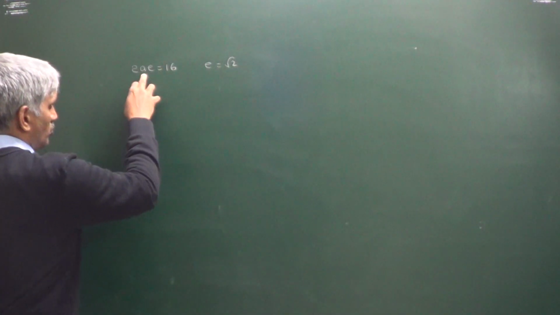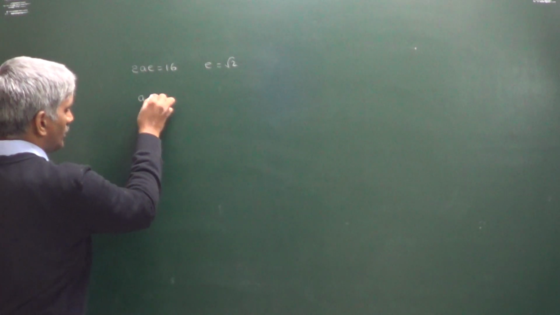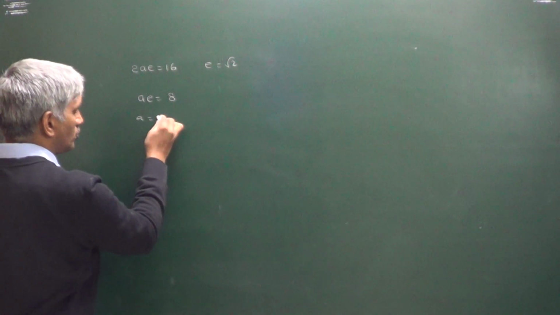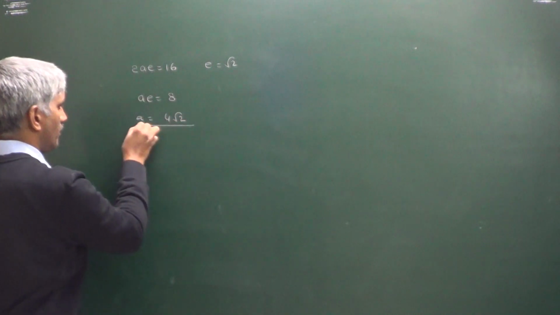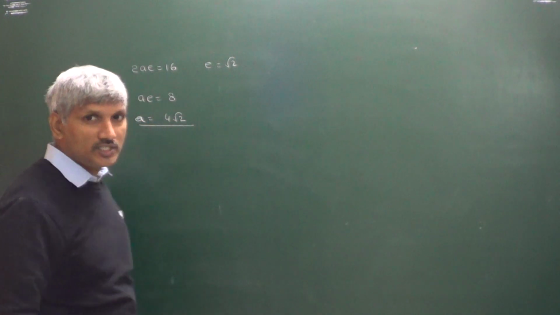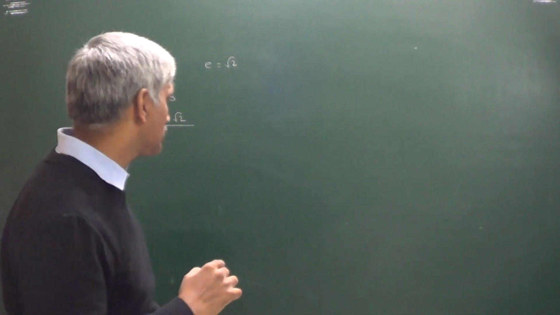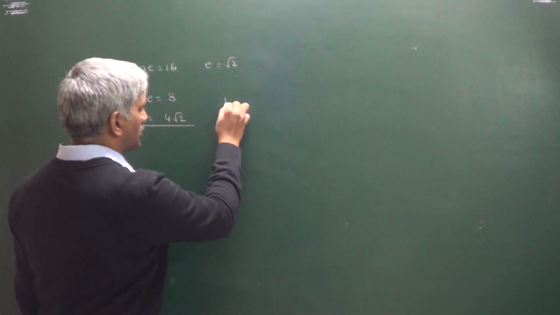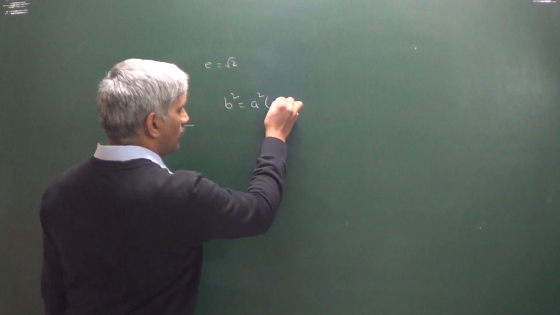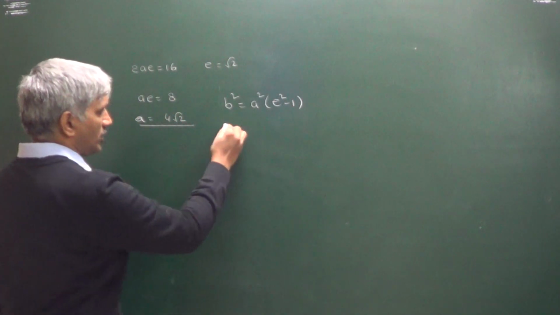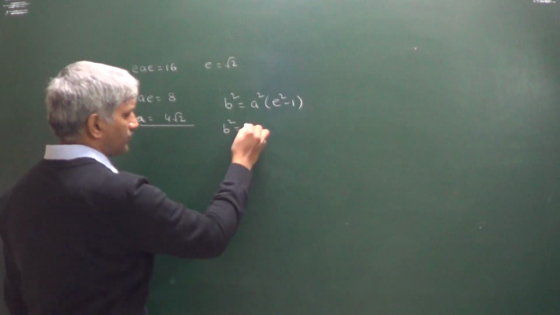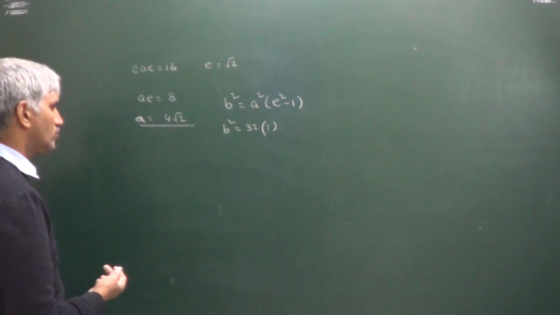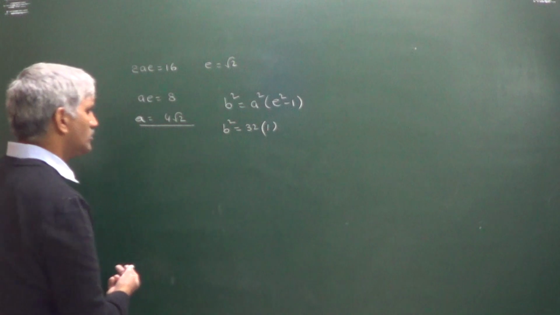Okay, E value is equal to root 2. Substitute here. A into E is equal to 8. E is equal to root 2. That's why we are getting A value is equal to 4 root 2. That is the value of A. But we are discussing the first case of hyperbola. We have to find the equation of the hyperbola. Eccentricity is more than 1. So what is the condition in the first case? B square is equal to A square into E square minus 1. So B square is equal to A square, which is 32, into E square minus 1. So we got A value as 4 root 2. B value is also 4 root 2.